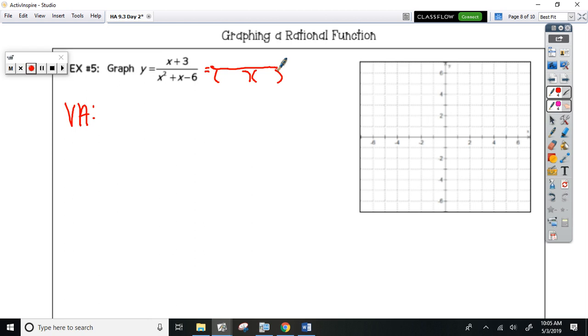What would the denominator factor into? Savannah? x minus 2, x plus 3. The numerator cannot factor at all. Can we cancel anything? Divide out your x plus 3's.